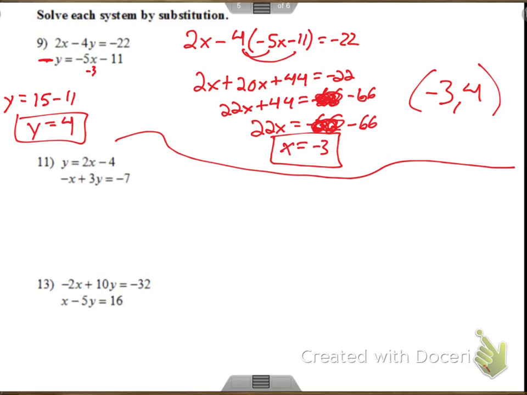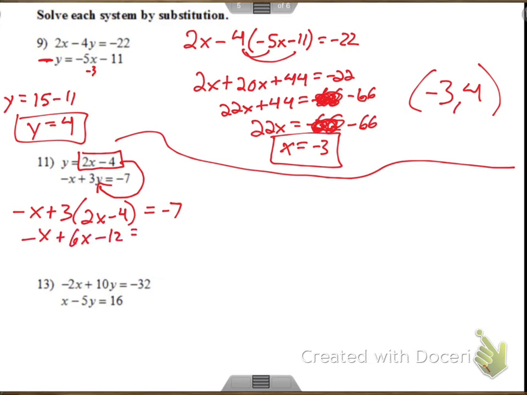And then number 11, we got lucky, this one's already in y equals, so I'm going to take this y equals and put it in for y in the other equation. When I rewrite it, it'll be negative x plus 3 times parentheses 2x minus 4 equals negative 7. Negative x plus 6x minus 12 is equal to negative 7. Combine like terms and I get 5x minus 12 is equal to negative 7.